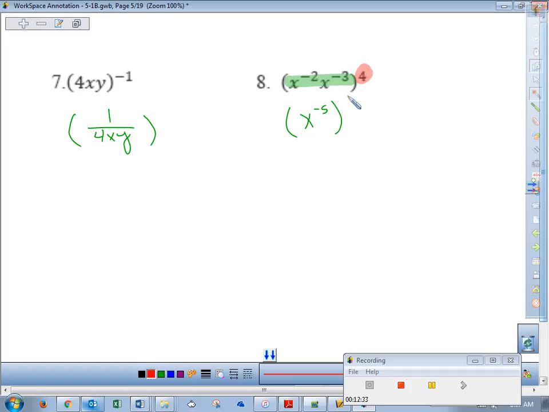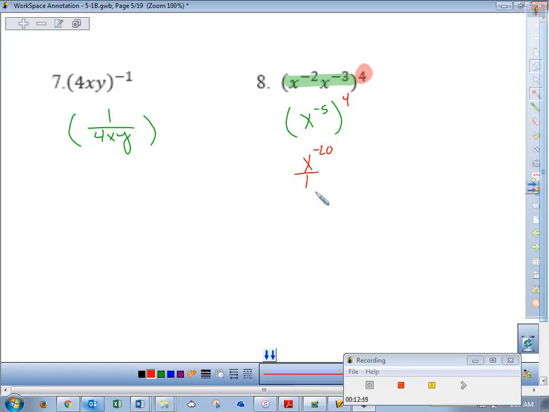That is being raised to the 4th power. Cool? Now you can use your cool little trick if you want to. Since this 4 out here is positive, you can just multiply these exponents and get what? X to the negative 20th. Is that a good final answer? No, because it's got a negative exponent.